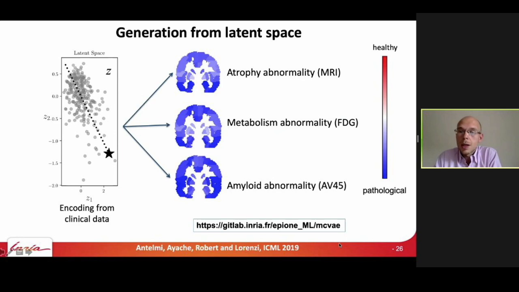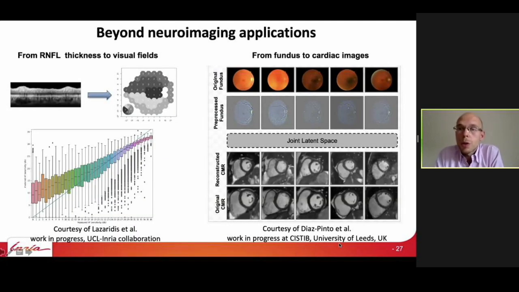So the model is open source, and there are currently investigations using the model. And I would like to share with you a couple of ongoing projects beyond the field of neuroimaging. For example, trying to predict the visual fields from retinal nerve fiber layer thickness maps in ophthalmology, here on the left-hand side. Or in cardiology, trying to predict entire CMR images, cardiac images, from the fundus image of the eye. So this points to the flexibility and the scalability of this model for these very challenging applications.